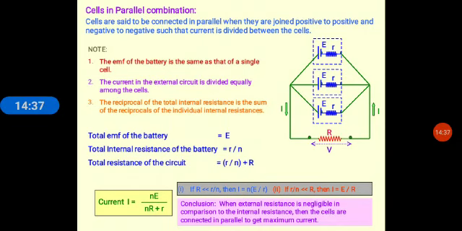We can make the conclusion here: when the external resistance is negligible in comparison to the internal resistance, then the cells are connected in parallel to get maximum current.